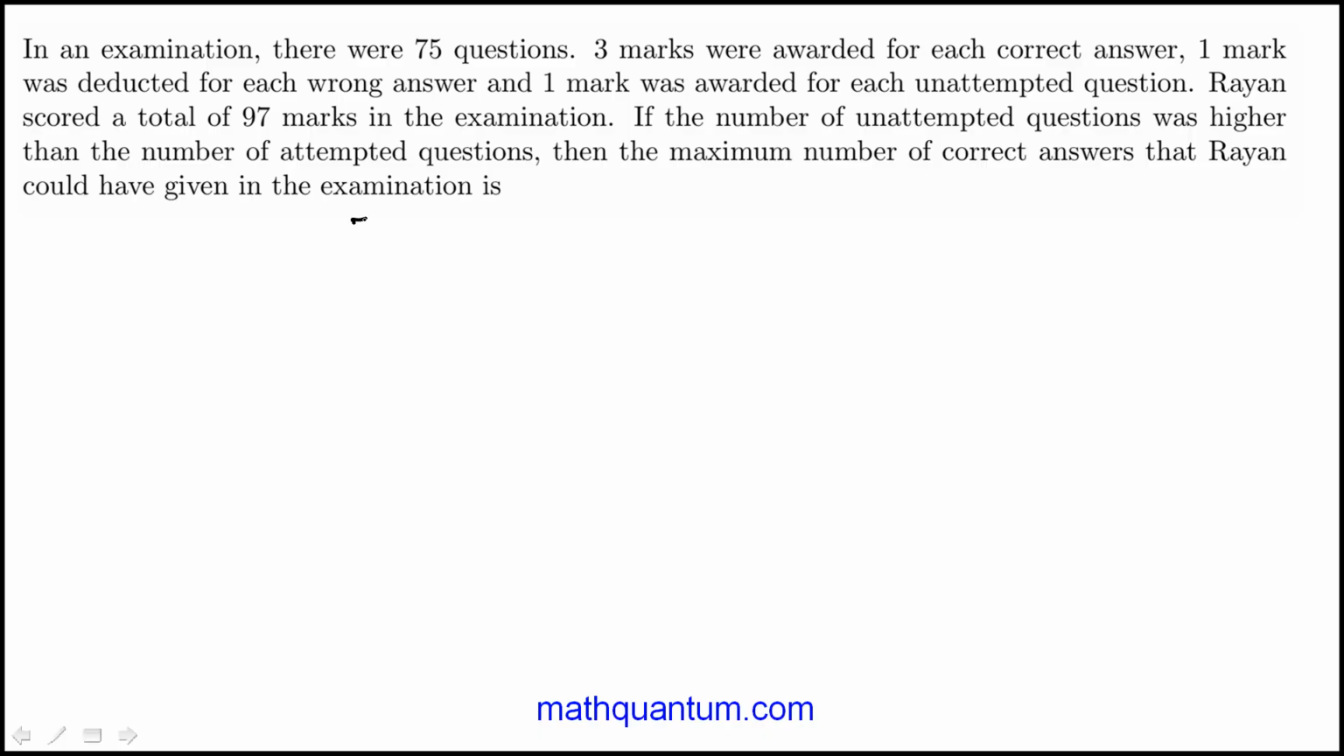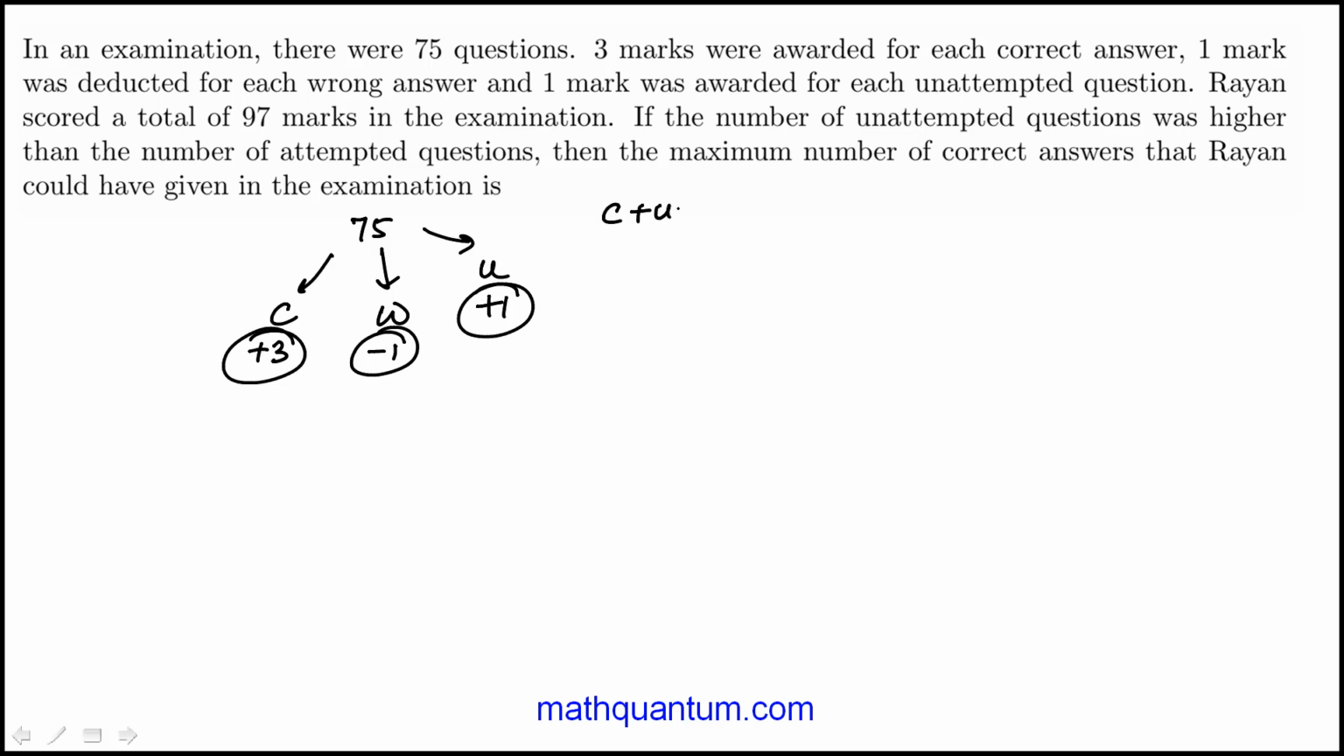So in this exam, there are 75 questions, and I'm going to use the letter C to represent the number of correct answers, W for wrong, and U for unattempted. You get +3 for correct, -1 for wrong, and +1 for unattempted. So first condition, C plus W plus U, all these questions must add up to 75. And Ryan scored 97 marks.